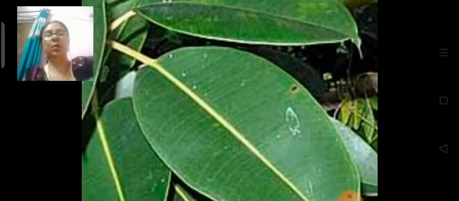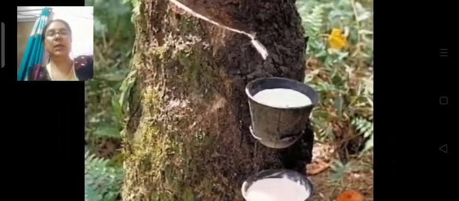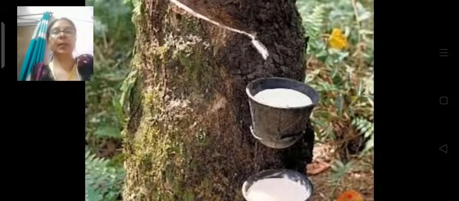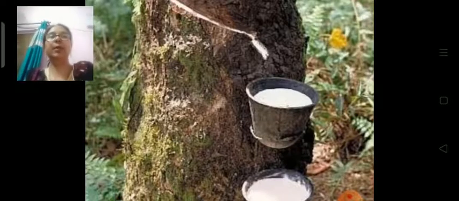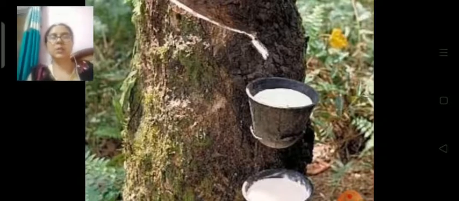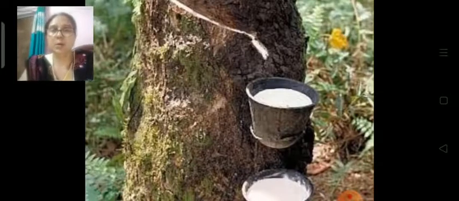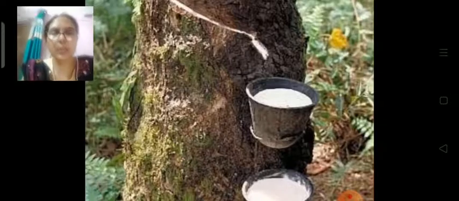Now children, here you can see these are the tender leaves of the rubber plant, and here you have seen a mature or full grown rubber plant leaf. And here you can see this is called latex, which exudes as a milky sap. Okay, so its color is white, you can see in this. So we are moving ahead, and we will learn more about what latex is.